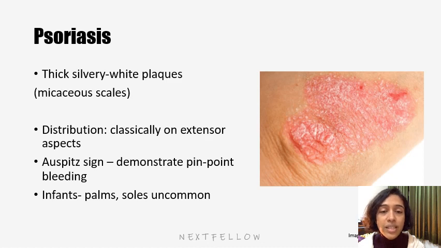Psoriasis. So psoriasis is characterized by thick micaceous plaques. Micaceous means silvery white scales. Distribution is usually on the extensor aspects, not on the flexor aspects. Okay, and Auspitz sign is a sign that is demonstrated in psoriasis. In infants, palmoplantar psoriasis is uncommon, though in adults, of course, you can have lesions on palms and soles, but those lesions are plaques, they're not vesicles.